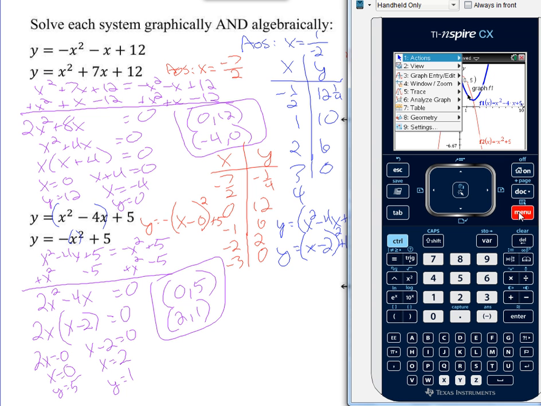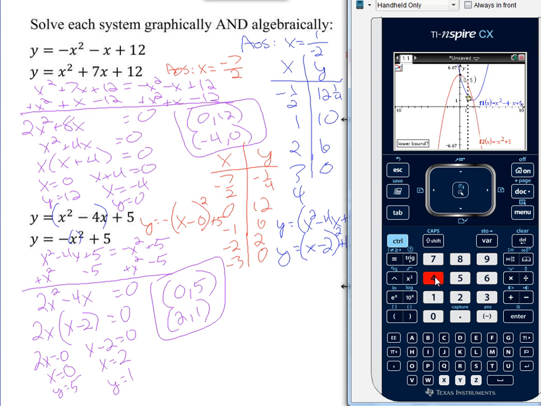So I got to repeat menu, analyze, intersection is number 4. This time I need to be on the left side of this intersection point, but not on the left side of the other intersection point. The calculator will get confused. So I need to be in this region right here. Click and then slide across, and it will give you the other intersection point, which I actually can't read.